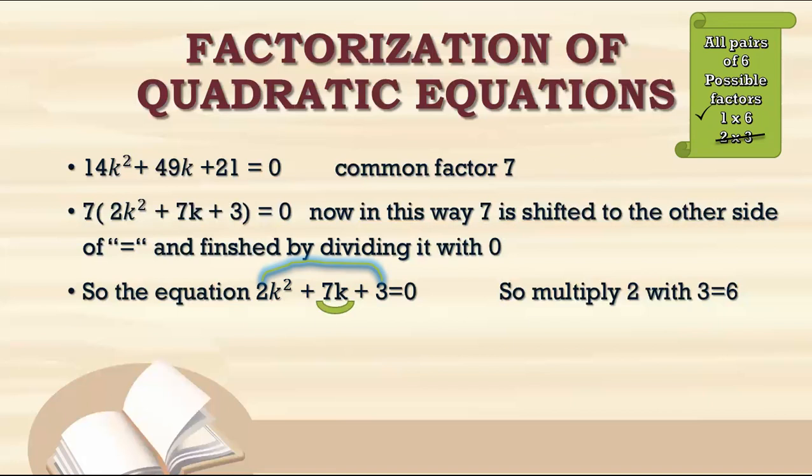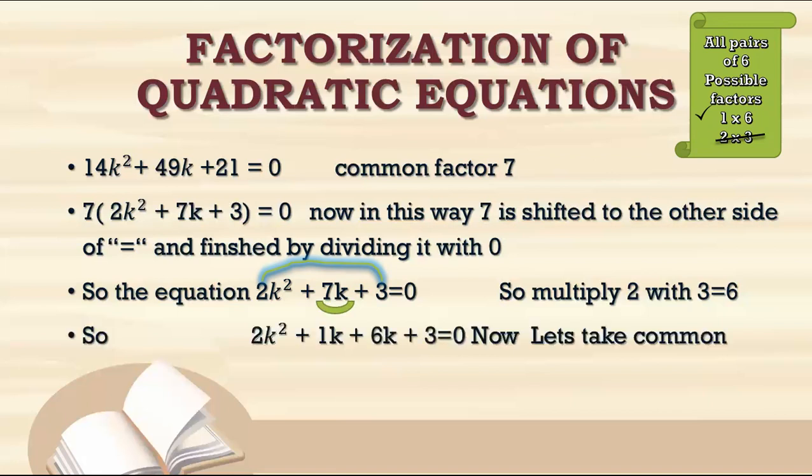Now if we replace the middle term with these factors, we have to write k with both factors because 7k is written. So 7k can be substituted with 1k plus 6k, and the rest of the terms, 2k squared plus 3, stay as they are. Now we take common from the first two terms and the next two terms. The first two terms give k into 2k plus 1, then plus 3 into 2k plus 1 equals 0.